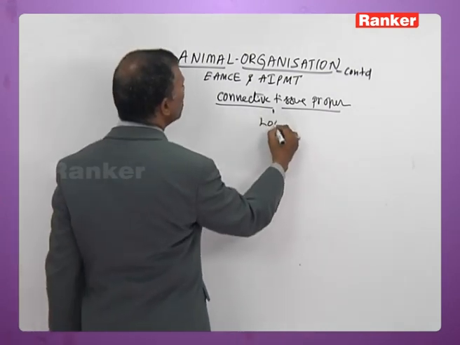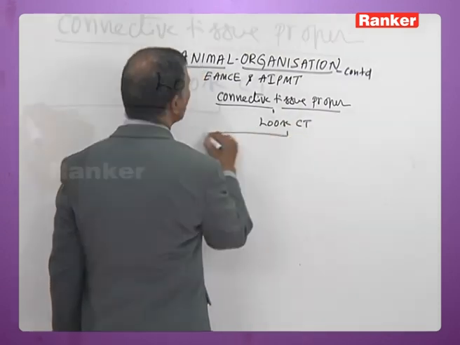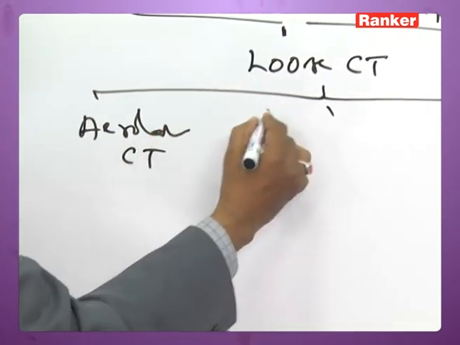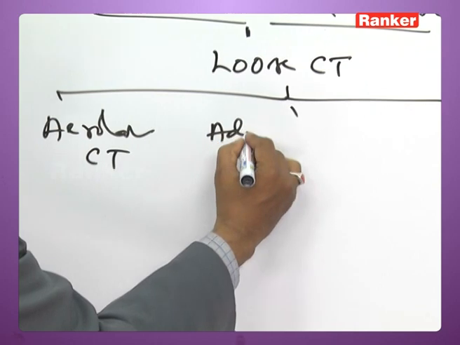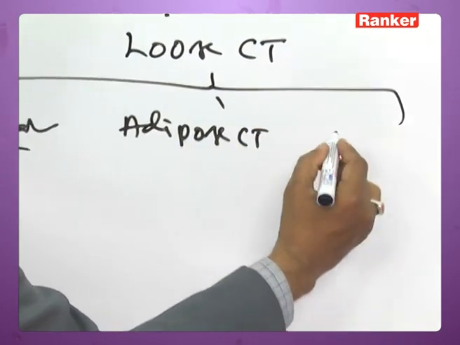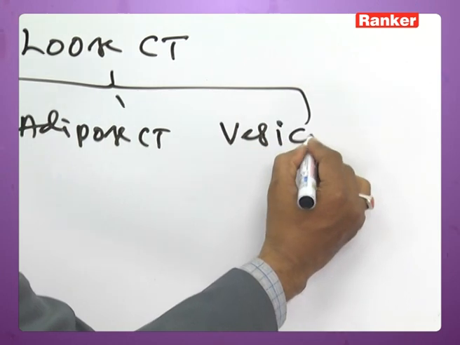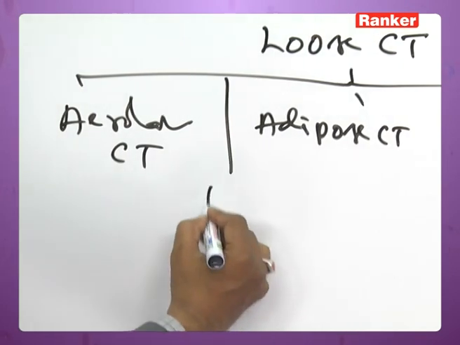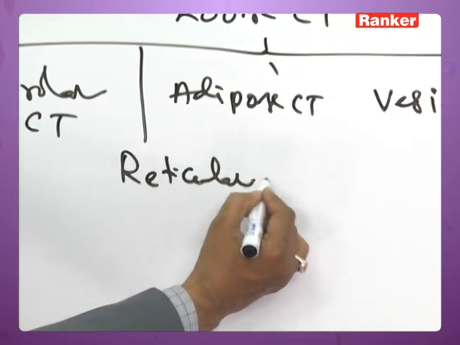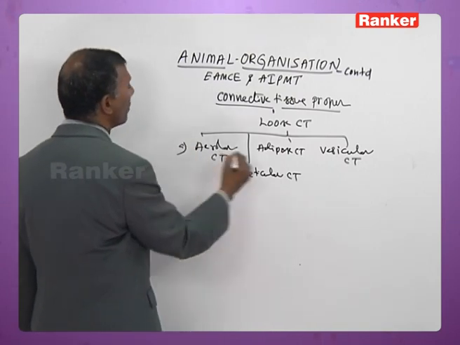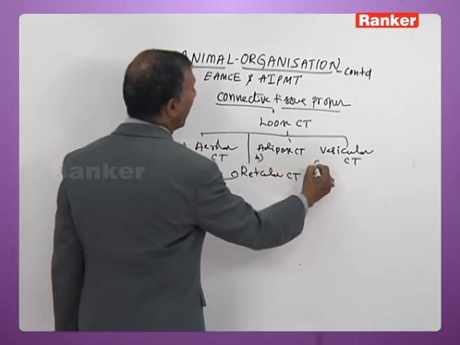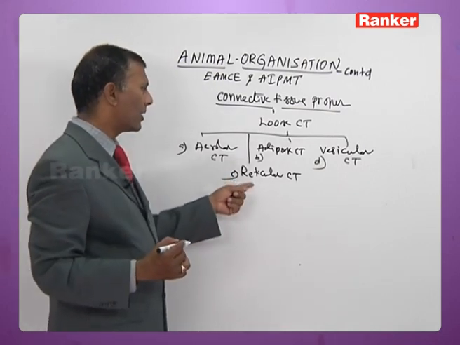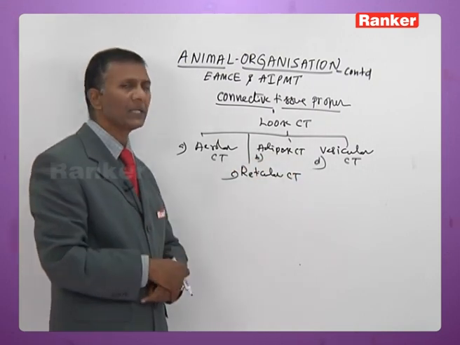Now you are talking about the loose connective tissue. Loose connective tissue is divided into areolar connective tissue, adipose connective tissue, vesicular connective tissue, and reticular connective tissue. So these are the types of loose connective tissues. Areolar connective tissue, we have done at length just now. The next is reticular connective tissue, next is adipose tissue, the next one is vesicular connective tissue.